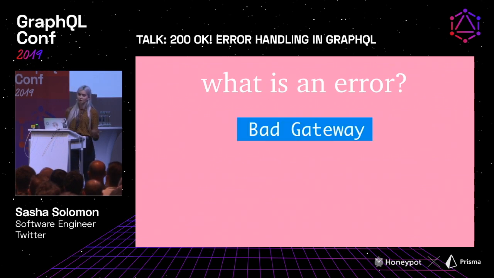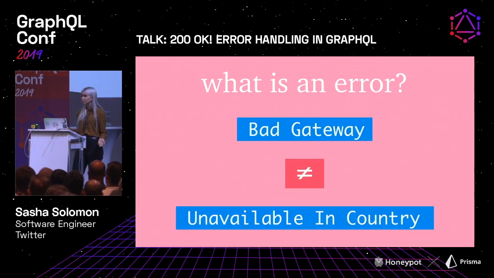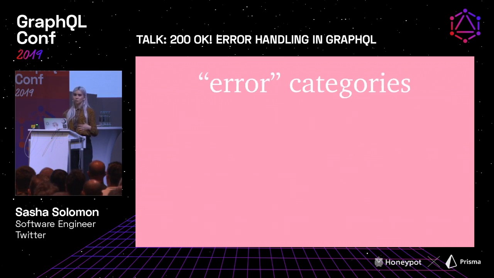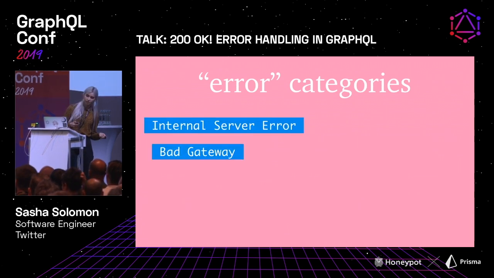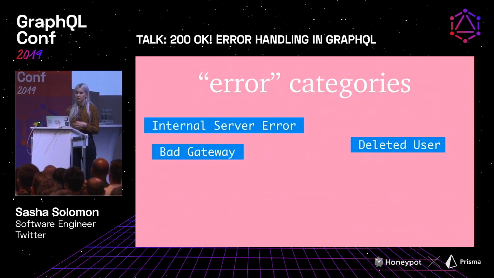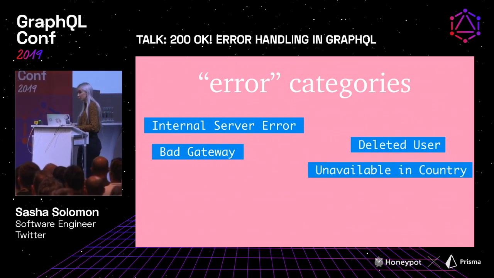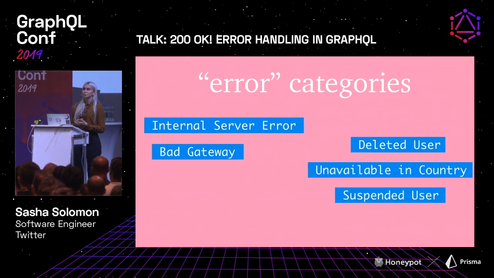Also, maybe bad gateway and unavailable in country, those also don't seem like the same kind of severity. One seems a little different than the other. So when we start thinking about errors, what are errors? We come up with these error categories. So things like internal server error, bad gateway, deleted user, unavailable in country, suspended user. We can separate these into different categories.